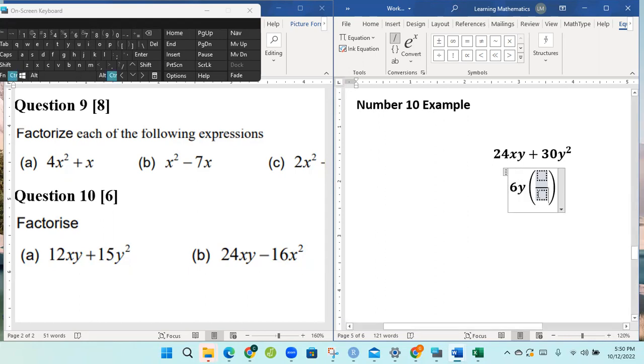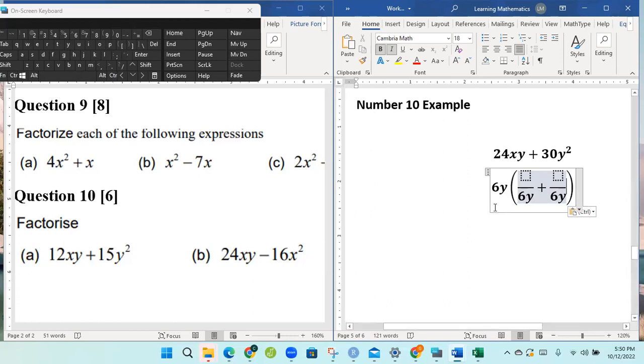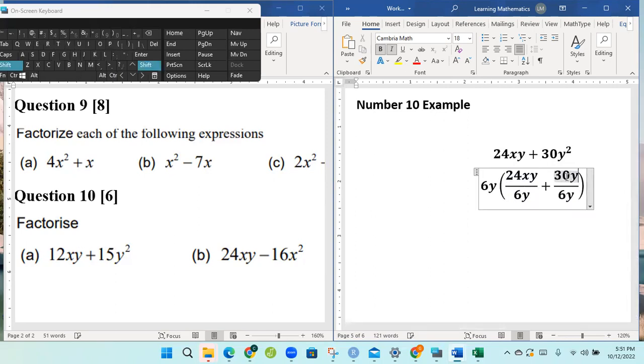X is not common, so it cannot be part of the coefficient outside of the bracket. 6y is common, and it becomes a common denominator. So you can get 6y in here, and you can get 6y in here. Now we can clearly divide. Remember, you have to divide so you can find out what comes into the bracket. You are reversing the process of expansion.